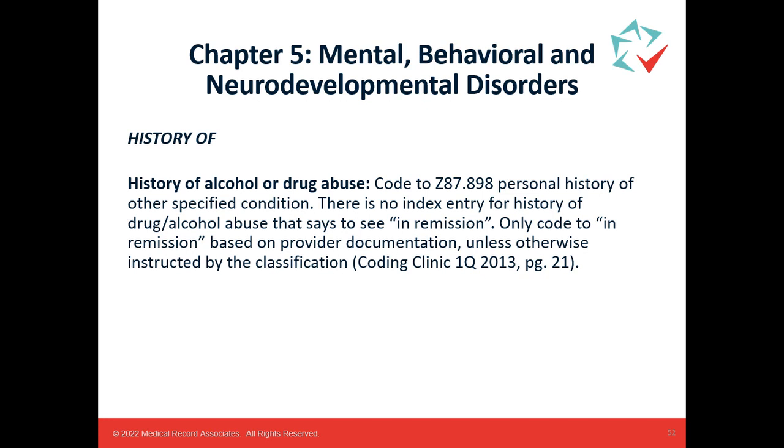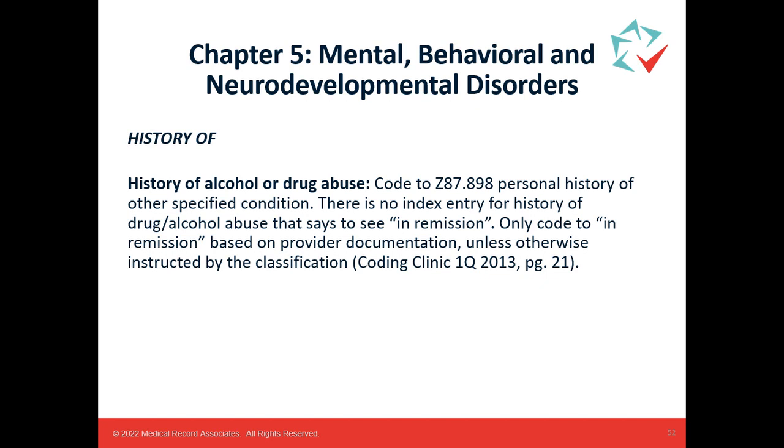History of alcohol or drug abuse codes to Z87.898, personal history of other specified condition. There is no index entry for history of drug or alcohol abuse that says to see in remission. So only code to in remission based on the provider documentation unless otherwise instructed by the classification. So again, there's no index entry for alcohol or drug abuse that says to see in remission. So you can only go off the provider documentation.